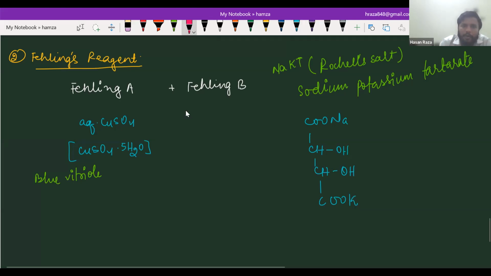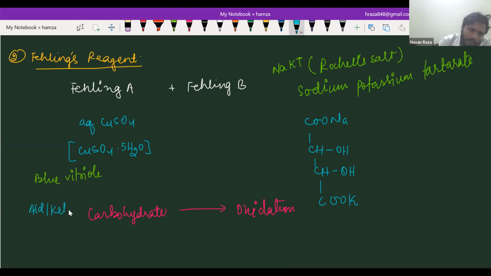First of all, they will be mixed together and then carbohydrates will be mixed in. When the carbohydrates are mixed in, the carbohydrate will be oxidized, in the same way as in Collins reagent. As you know, carbohydrates contain an aldehyde or ketonic group, so it will be oxidized and form COO minus.